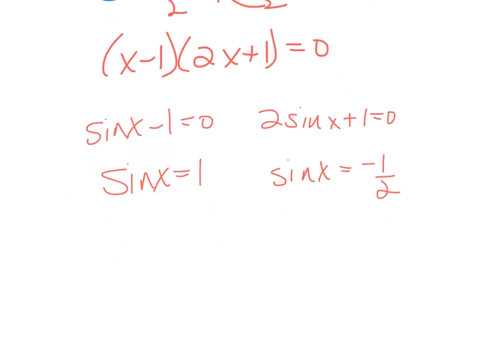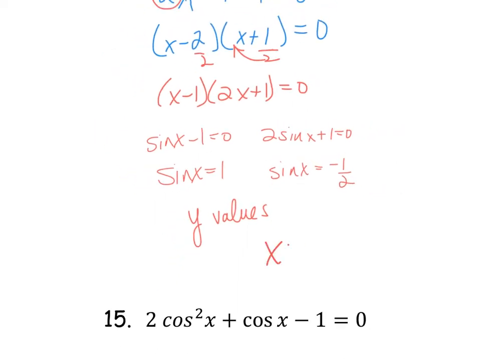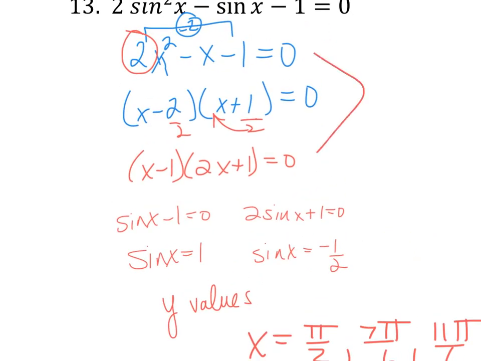So where is sine? Y values, right? Yeah, I moved the 1 over. So I'm looking where the y value is 1 and where the y values are negative 1/2. What are those answers? Pi over 2. 7 pi over 6, 11 pi over 6. You guys agree? Okay. When you factor when the trig functions are the same, it's just a normal factoring problem. Do you have to do this step where you replace it? No. I just think it's easier to see, but that's totally up to you.